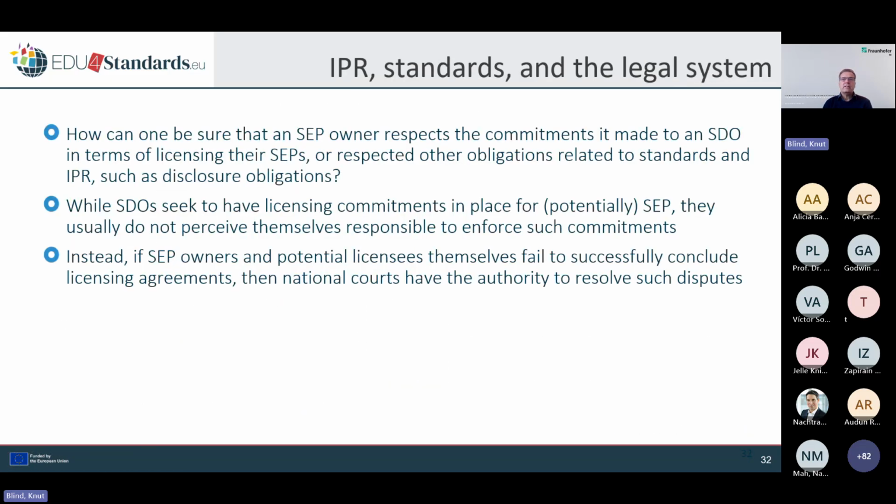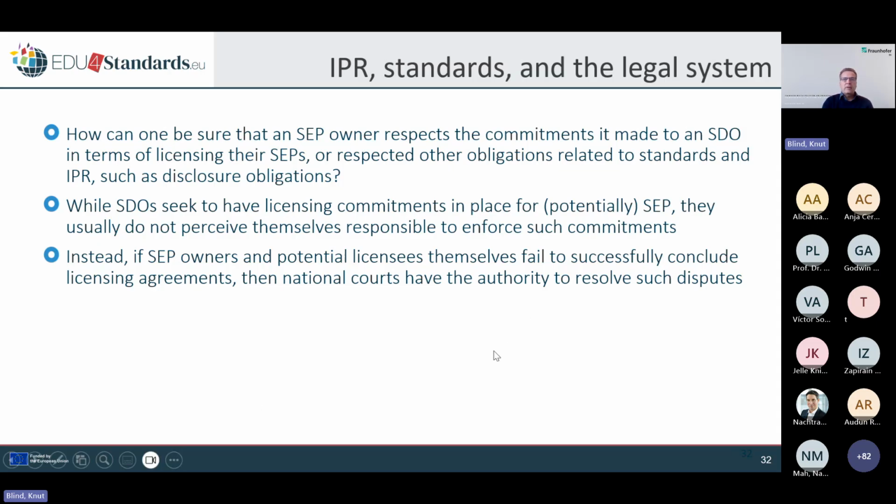Now the legal system is observing that, and the problem is a little the following: the SDOs themselves do not see that they are responsible for solving this conflict or this tension, and therefore the regulator or the government come into play. Then this goes to court.